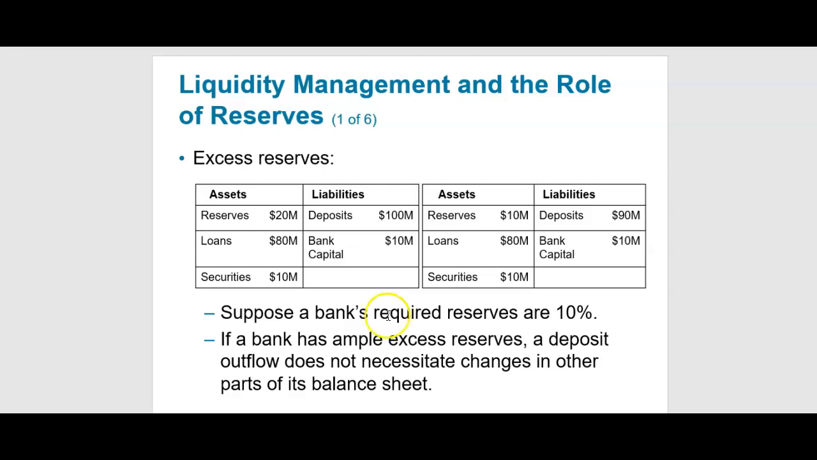So here we go. Assume that I have $100 million deposit, and I am assuming that I have 10 million in bank capital. So I have a total of 110 million that I can work with. I can keep a reserve of 20 million, even though I don't need to, because it's 10%. So if it's 110 million, I need to keep only 11 million. Say I keep 20 million in reserve, I give 80 million as loans, and I have 10 million of securities. I'm good, I'm happy.